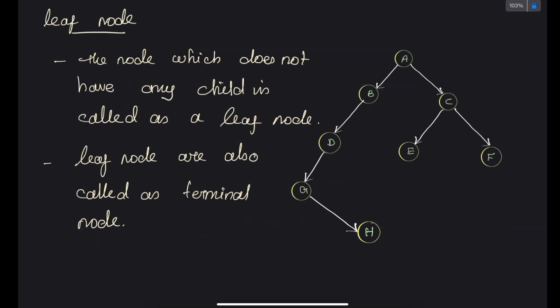Next one is the leaf node. A node which does not have any children is called a leaf node. A leaf node is also called a terminal node. According to this diagram, H is a leaf node, E is a leaf node, and F is also a leaf node. A node which does not have any children is a leaf node.